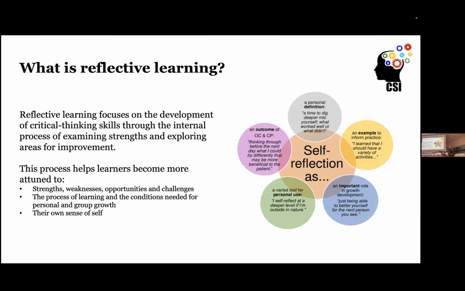It's the practice of using critical thinking skills and examining our strengths, weaknesses, opportunities, challenges. You'll hear me say that a lot through this presentation. Exploring those different areas helps us identify the things that we're really good at, but also where we can grow. This process is going to help learners become more aware of those different aspects of themselves, more aware of the learning process and the conditions that are needed for success and growth, as well as their own sense of self.